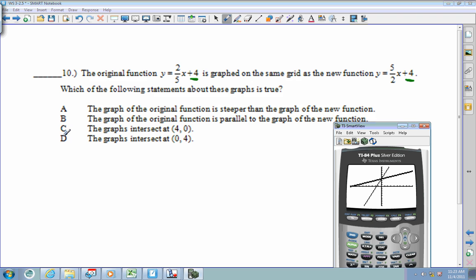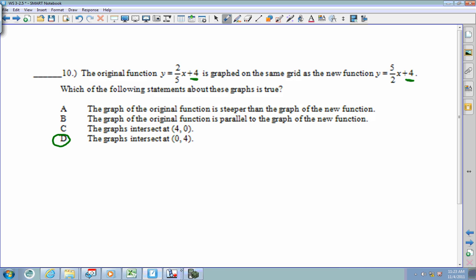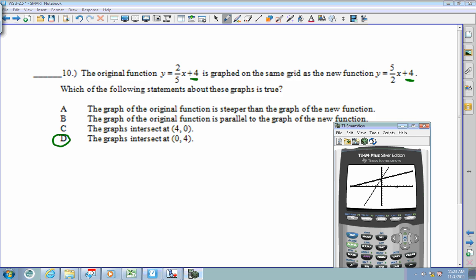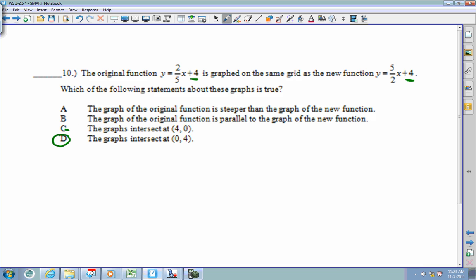So at 0, 4. So this is correct. 4, 0. 4, 0 is over here. Well, that's not right. It says the original function is parallel to the new one. No, parallel means they have to have the same slope. So that's not it. This one says the original function is steeper than this one. Well, this right here is 0.4 if you divided it, and this is 2.5. Which number is bigger? This one is bigger. The second one is steeper. So the only answer I have is D.